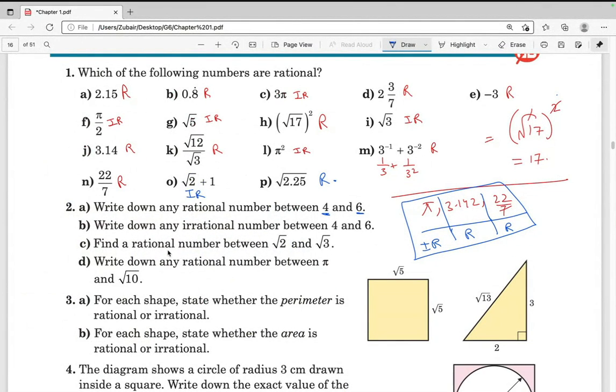Find a rational number between square root 2 and square root 3. Square root 2 is 1.41 something. Square root 3 is 1.7. So any number between 1.4 and 1.7, for example 1.5.